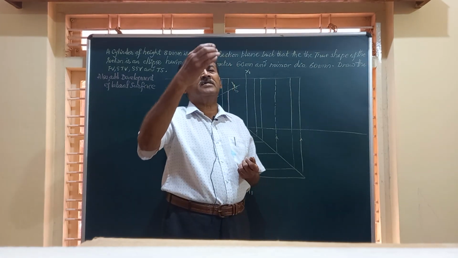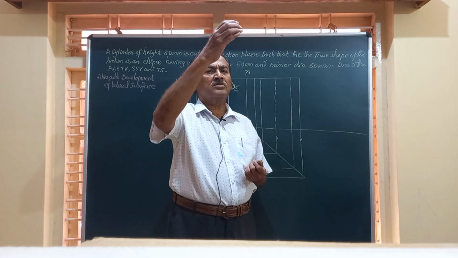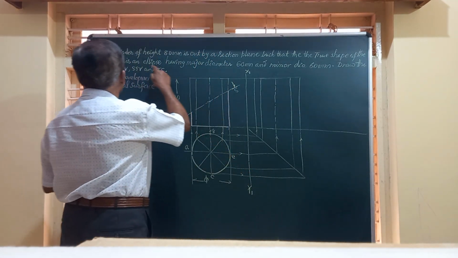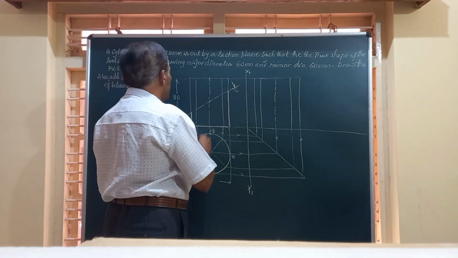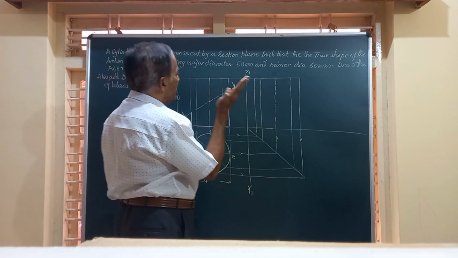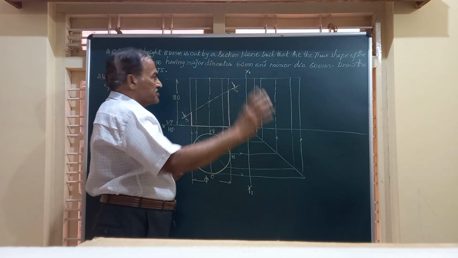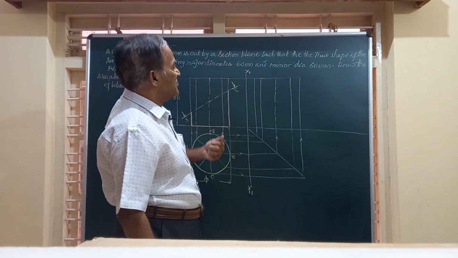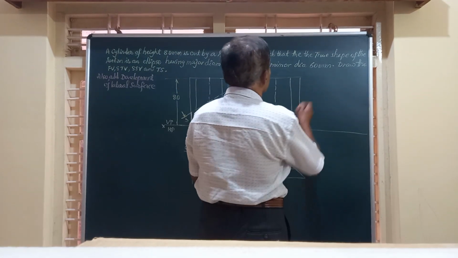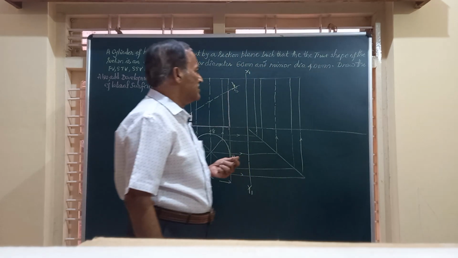Friends, the cylinder is a circular object which has got its dimension same throughout its height. And it says in the question that a cylinder of height 80 mm, which I have shown here, is cut by a section plane such that the true shape of the section is an ellipse having major dia 60 and minor dia 40. You can say minor dia is 40 millimeter.